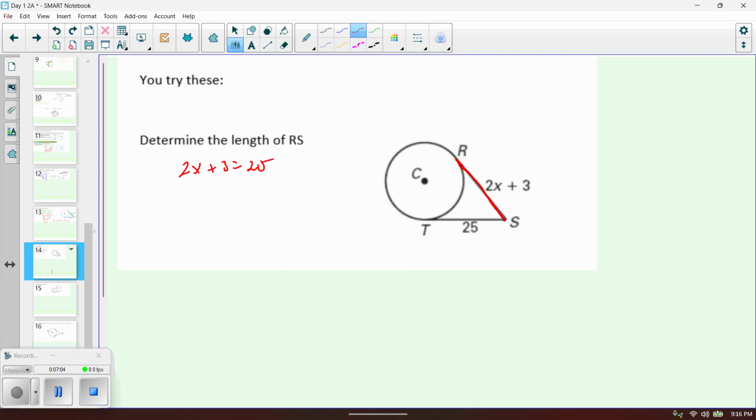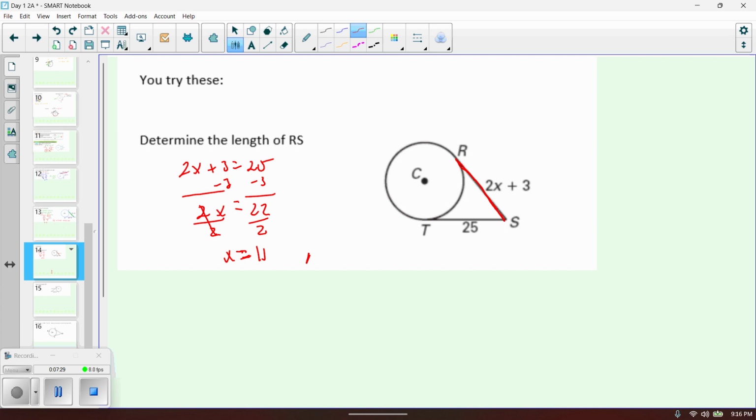We're going to subtract 3 on both sides, which will give us 2x equals 25 minus 3 is 22. We'll divide both sides by 2, which makes x equivalent to 11. But they are looking for the length of the side. If you haven't already figured this out, if you have figured it out, good. If you haven't, we'll see what happens.